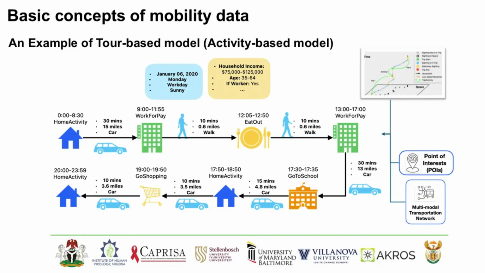After work, the person drives to pick up a child from school, goes home briefly, then drives again to go shopping, and finally returns home for evening activities. Each arrow represents a trip, and each icon represents an activity location such as work, school, or shop. Together, these trips form one continuous daily tour, illustrating not only movement patterns but also the purpose and timing behind each trip. Such tour-based data linked with points of interest and multimodal transportation networks help us understand real-world human mobility in a much richer and behaviorally meaningful way.